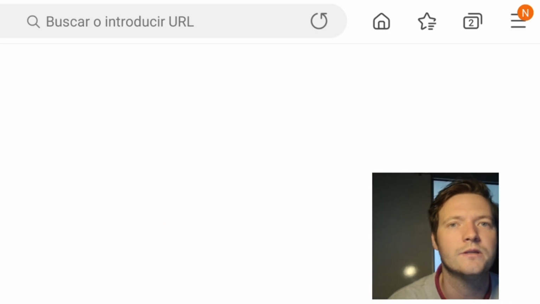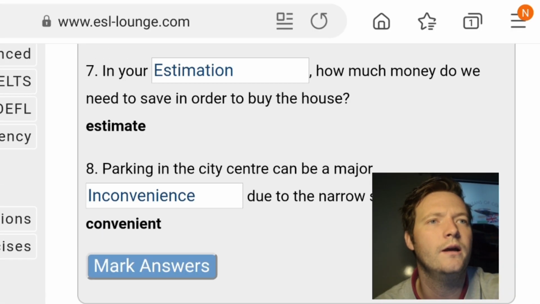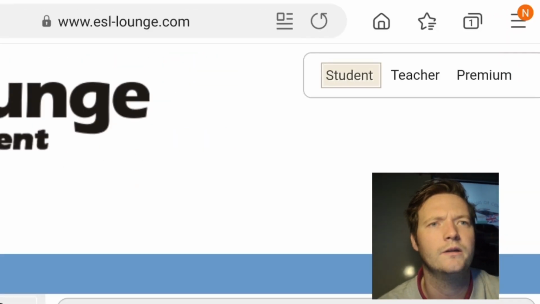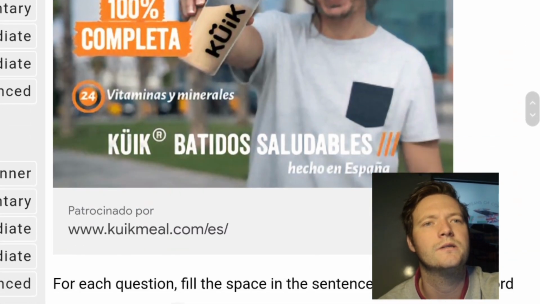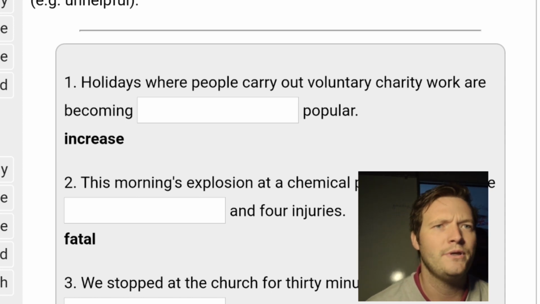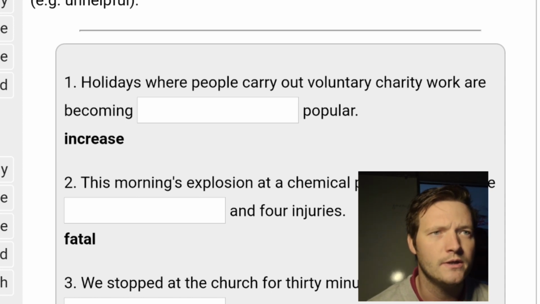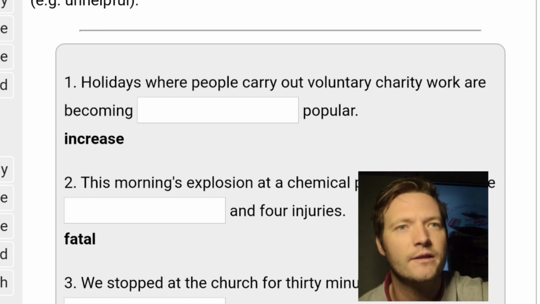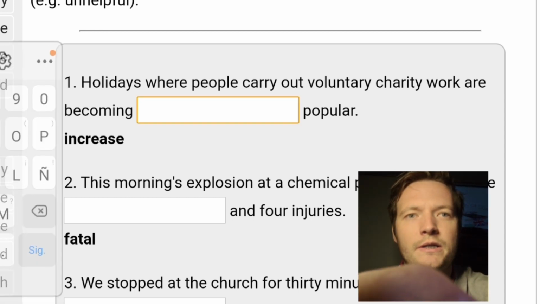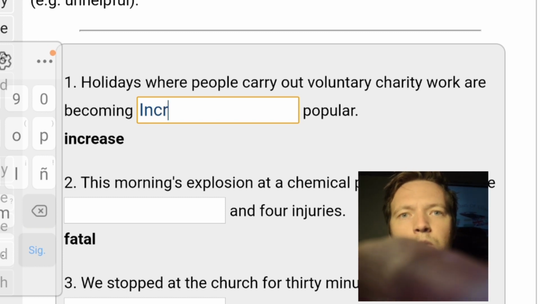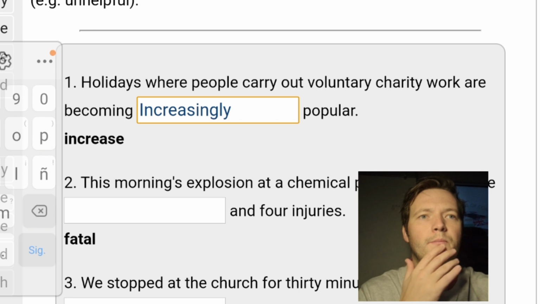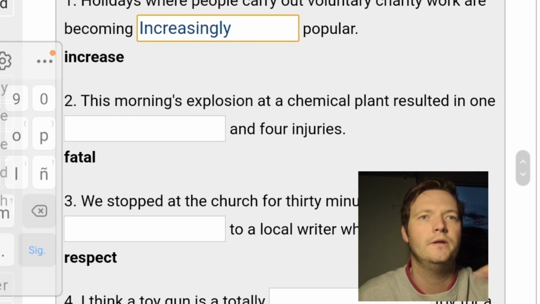Let's have a look at the answers. We got them all correct. I got them all correct again. I'm not going to keep sharing the credit like this. Okay, number 8. Holidays where people carry out volunteer charity work are becoming increasingly, again, this word comes up all the time, increasingly popular. Yeah, very good.